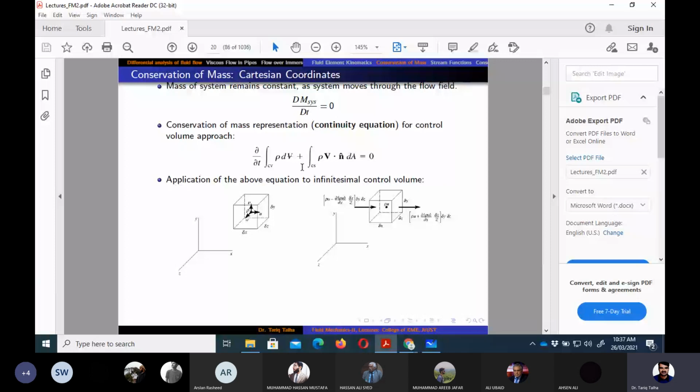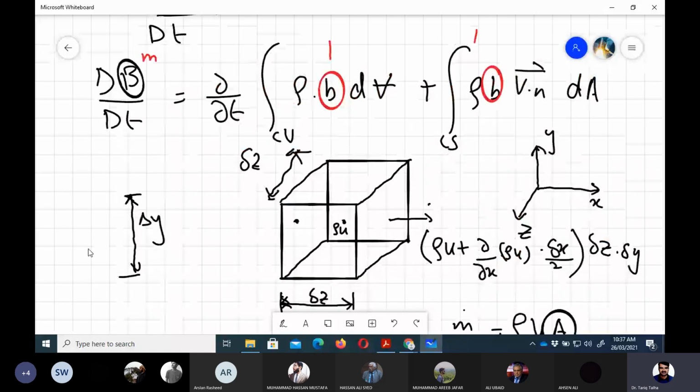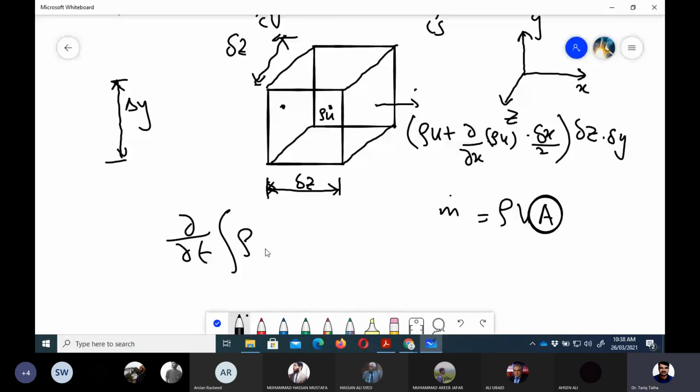If you remember, I drew this cubic element on the whiteboard in the last class. So we can start from here. The first term we were discussing here was partial by partial t of rho dV. Because now we are talking about an infinitesimally small control volume, rho would be constant in that control volume. So it would come out of the integration, and then we can write partial rho upon partial t into dV.